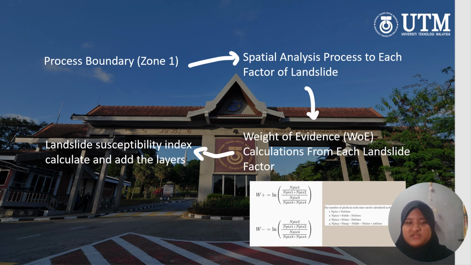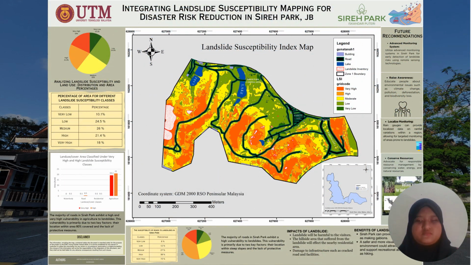Lastly, for the last step, the landslide susceptibility index will be generated by adding all the layers. This is what we call LSI. This is the result output of this map, as the topic is called Integrating Landslide Susceptibility Mapping for Disaster Risk Reduction in CIRIPAC JB.